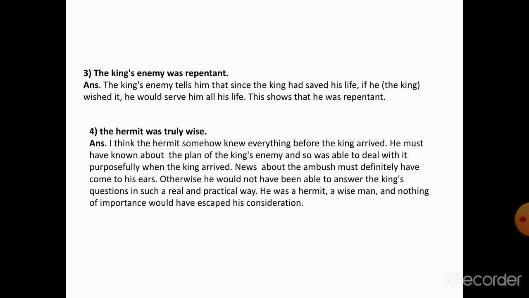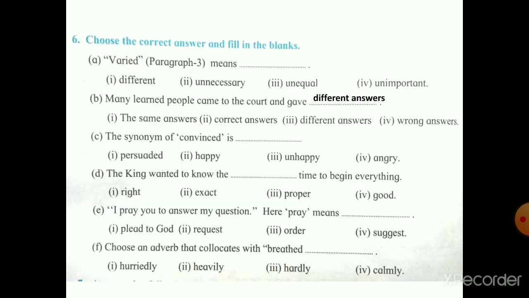Fourth question, that is, the hermit was truly wise. How do we know? Its answer is: I think the hermit somehow knew everything before the king arrived. He must have known about the plan of the king's enemy and so was able to deal with it purposefully when the king arrived. News about the ambush most definitely must have come to his ears, otherwise he would not have been able to answer the king's questions in such a real and practical way. He was a hermit, a wise man, and nothing of importance would have escaped his consideration.